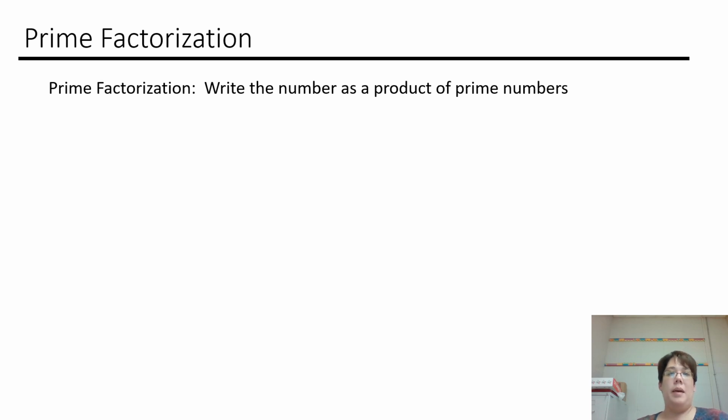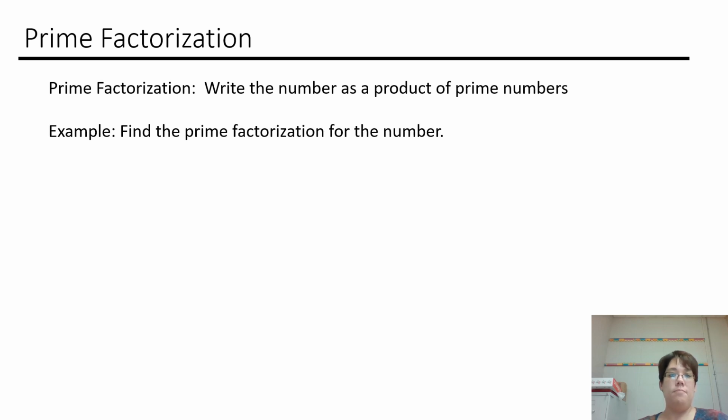All right. Now we're going to talk about prime factorization. Whenever you talk about prime factorization, it means that you want to write the number as a product, which means multiply, of prime numbers. So this is where that prime number sheet again comes in handy. Let's find the prime factorization for a number.